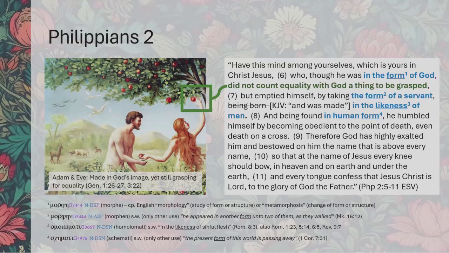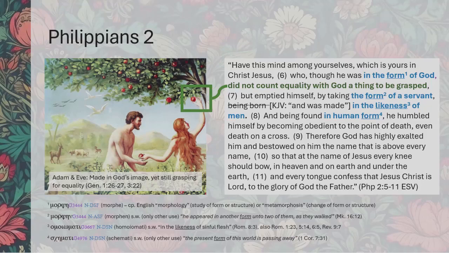I couldn't find any basis for the ESV's being born. I think King James, he was made in the likeness of man, is fine. Maybe that's reference to how he was born, maybe not. Being found in human form, he humbled himself by becoming obedient to the point of death, even death on a cross. Therefore God has highly exalted him and bestowed on him the name that is above every name. It's the name that we just talked about, that has dominion over the earth, essentially.